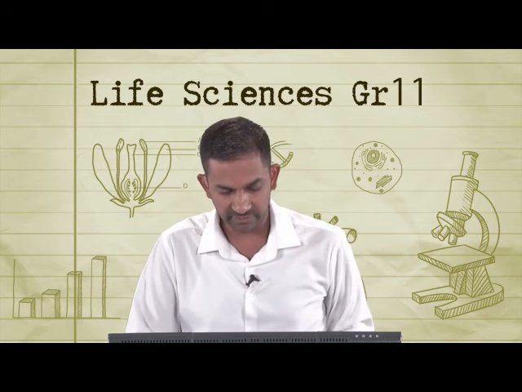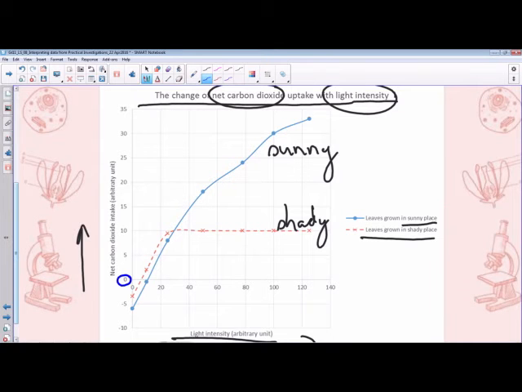So we did look at this graph before we went into the break. We said that this graph illustrates two plants growing in different intensities of light: one, a plant that loves to be in the sun, and one, a plant that is growing naturally in a shady area.